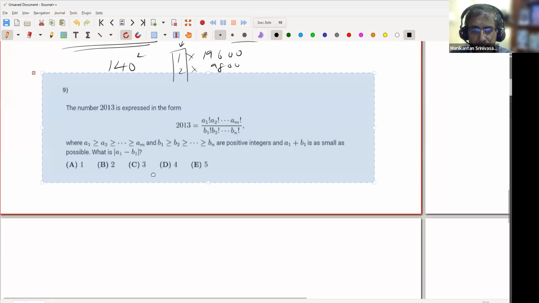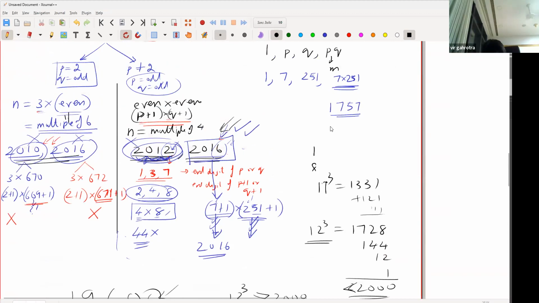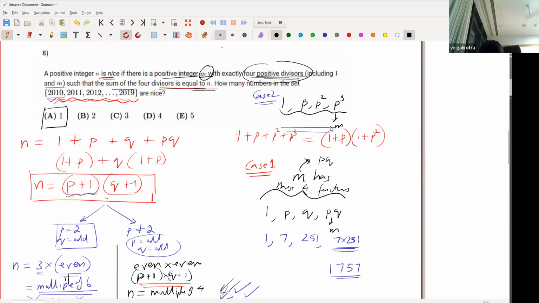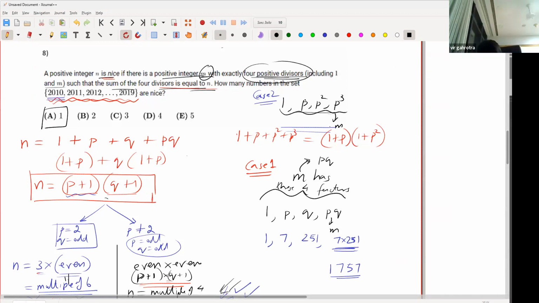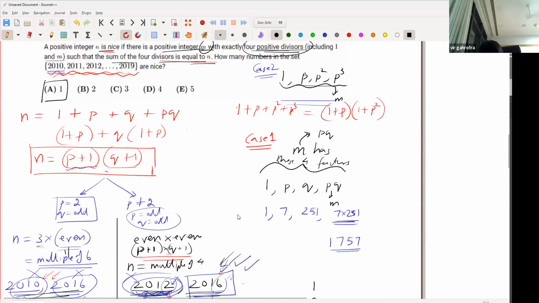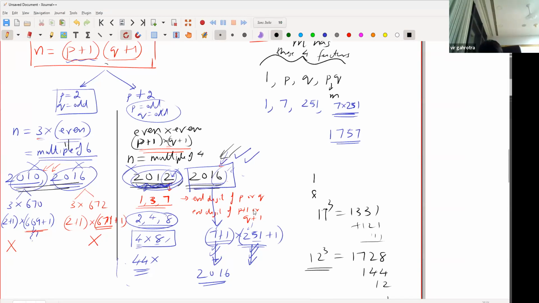Veer, you understood this one fully? The question 8 that we just discussed. I understood up to the part about where you got the cubes, and then I didn't understand past there. Which cube? The two cases, 1, p, p squared, p cubed? I'm saying the part where you started doing trial and error for these different cubes. Oh, okay. So the very last part alone you did not understand. Yes, exactly. That's fine.